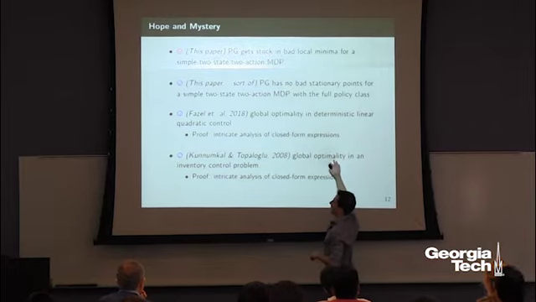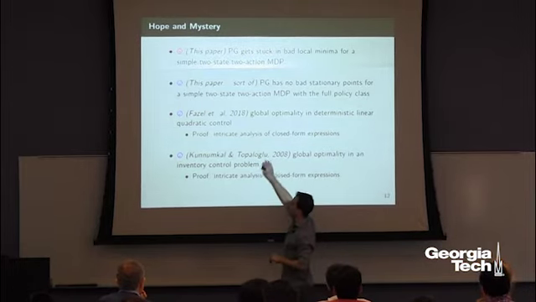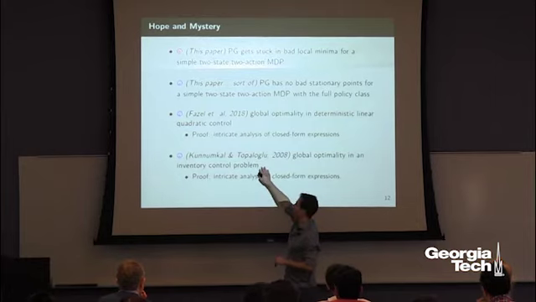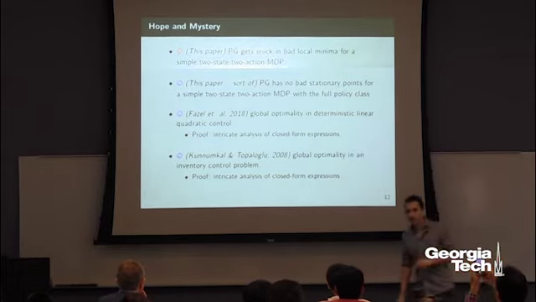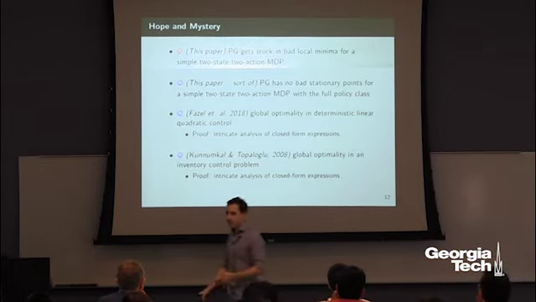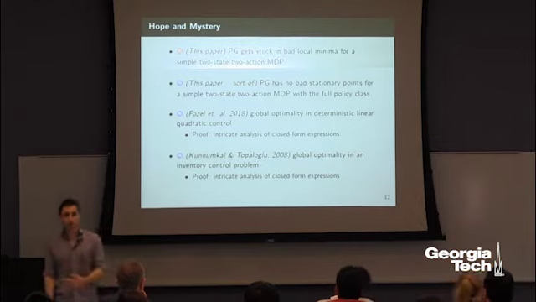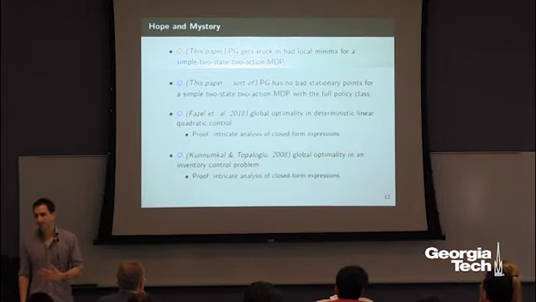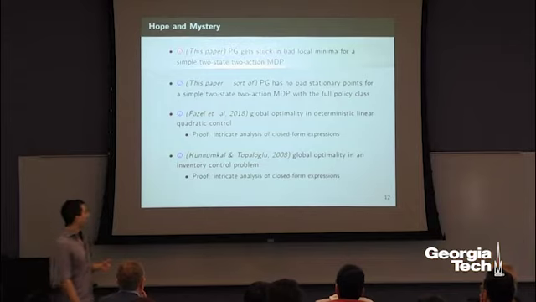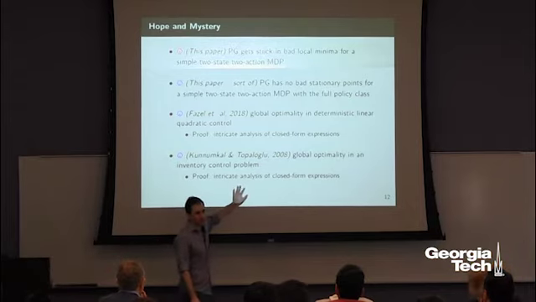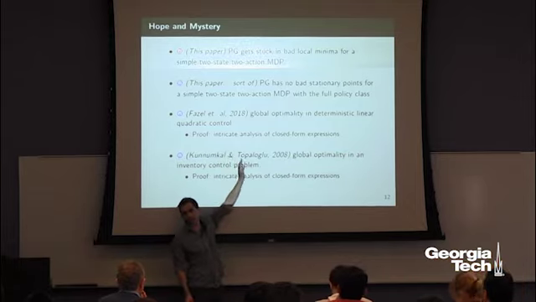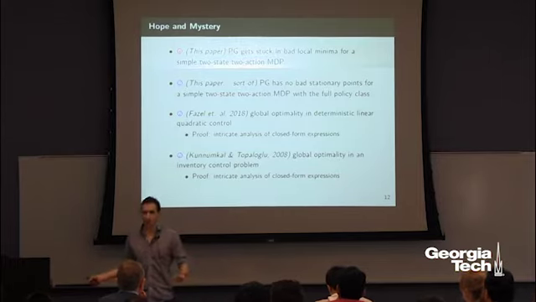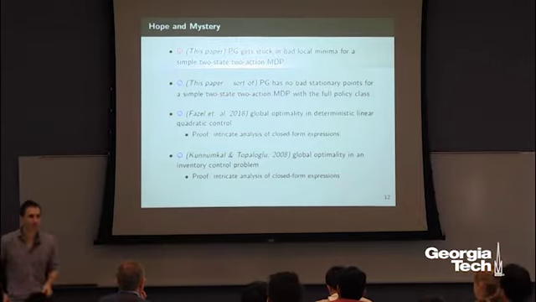Now, adding to the mystery, in a separate line of work, there's an inventory control paper which shows that gradient descent on the class of base stock policies in a finite horizon inventory control problem converges to the global minimum despite non-convexity. That proof also involves intricate analysis, and one that, to my understanding, is very different from that of Fazel et al. So why does this work sometimes? Why does it not work other times? And can we have some simple understanding of this?